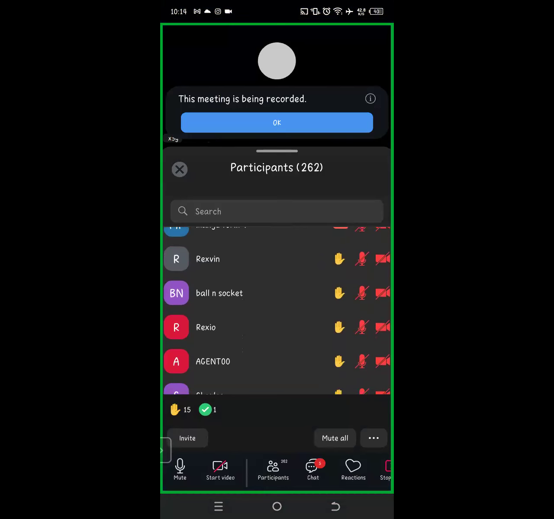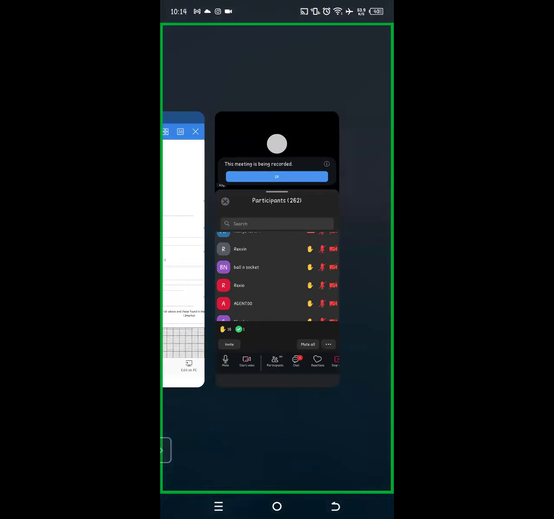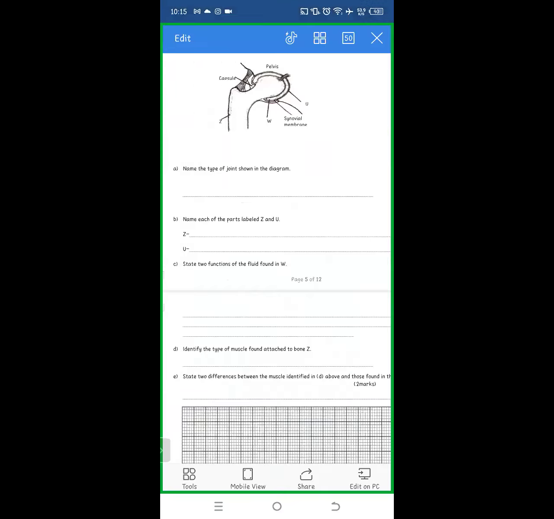We have Rexvin. Rexvin, can you unmute and speak? It is ball and socket. Why would you say that it is a ball and socket joint? Because you can see part Z is the femur. So part Z is the femur.